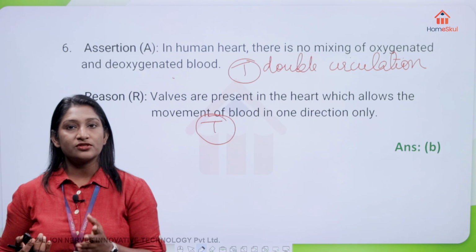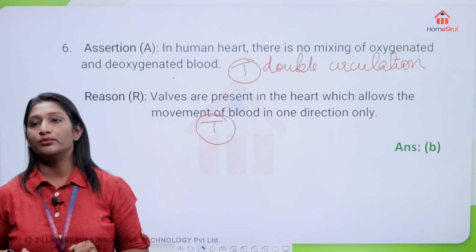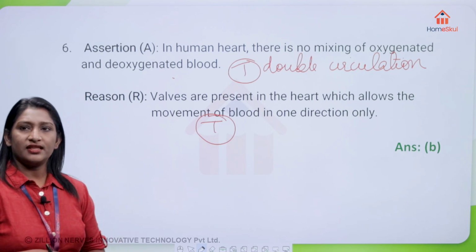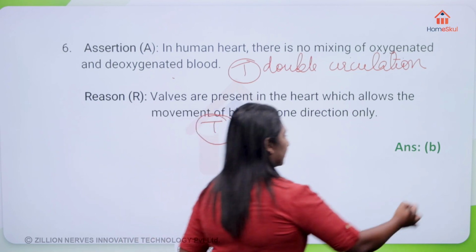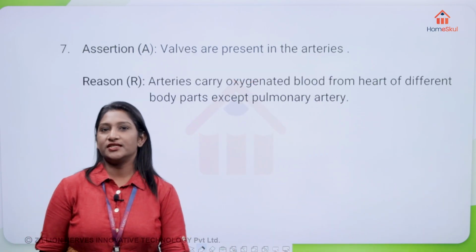And this is not because of the presence of valves. Valves definitely prevent what? The backflow of the blood. That is only allowing the movement in one direction. That is why it is option B that is given here is correct. Next question, the seventh one.